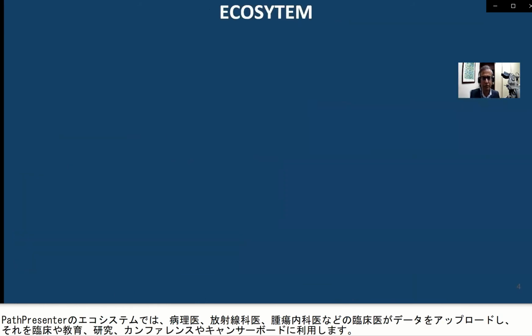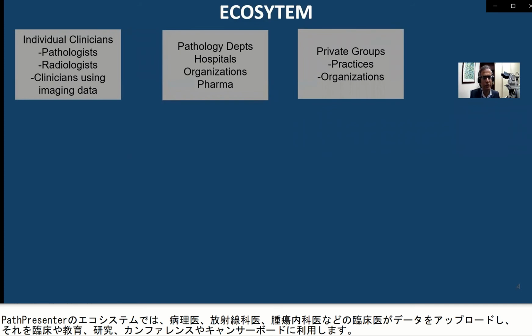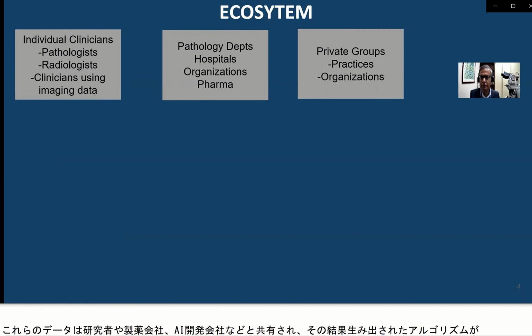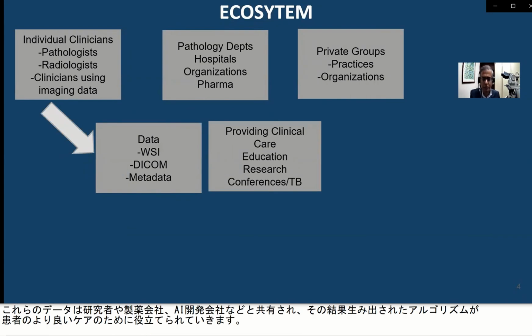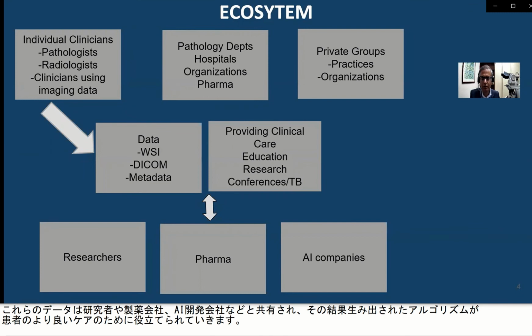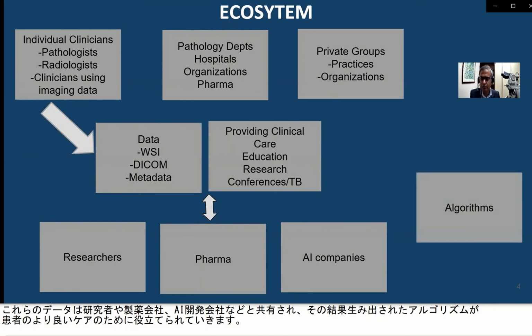The ecosystem that PathPresenter provides allows individual clinicians, which could be pathologists, radiologists, or any clinician using imaging data like oncology, that work in pathology departments, big hospitals, organizations, in the pharma space, or in private pathology groups, to upload any kind of data that they have and use it for providing clinical care, education, research, conferences and tumor boards, and also share this data with researchers, pharma companies, and AI companies to help them build algorithms that can again be used by the clinicians for providing better care to their patients.